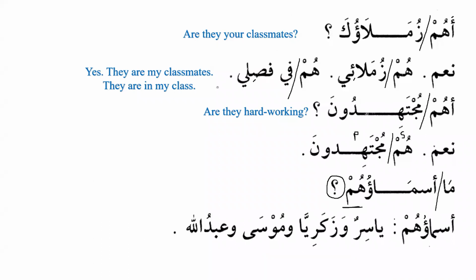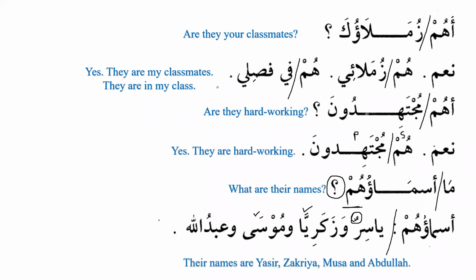Yasirun, their names are, so subject and predicate. Yasirun, Yasir, wa Zakaria, Zakaria, wa Musa, and Musa, wa Abdullahi, and Abdullah. So now we can see that Yasirun is flexible, it is triptot, it has the endings with tanween. Zakaria is a fixed noun, Musa is a fixed noun, and Abdullah is mudaf ilayh, and the ending will always change for Abdullah. So their names are Yasir, Zakaria, Musa, and Abdullah.